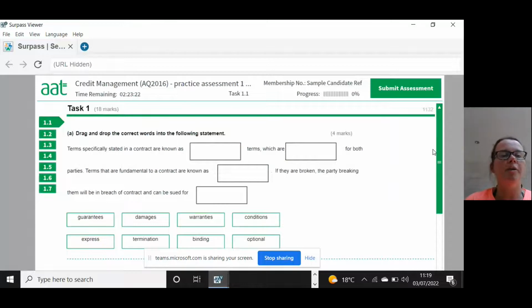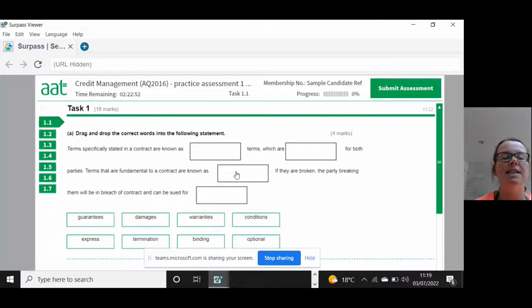Right, so 7 tasks altogether out of 150 marks, 2 of which are written tasks. The first few are very much knowledge-based: drag the correct terms, match things up, true, false, that sort of thing. Right, so 1A, drag and drop the correct words into the following statement.